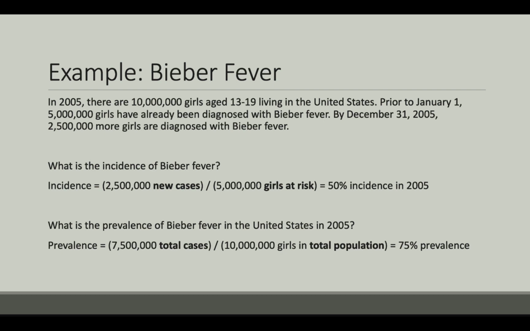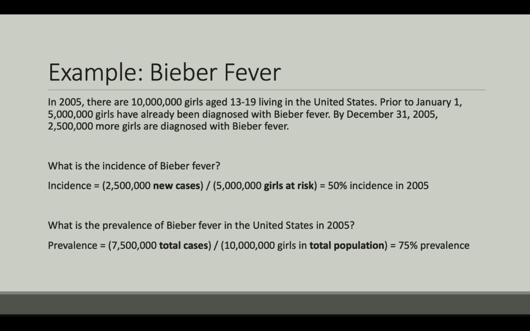So what is the incidence of Bieber fever? Remember, for incidence we're interested in new cases within our time frame. So here there were 2,500,000 new cases of girls being diagnosed with Bieber fever during 2005, and the number of girls at risk is 5 million. So we had 10 million girls total, but 5 million already had been diagnosed with Bieber fever by the time January 1st, 2005 came around, which means that there were 5 million other girls that were at risk. So here we've got a 50% incidence.